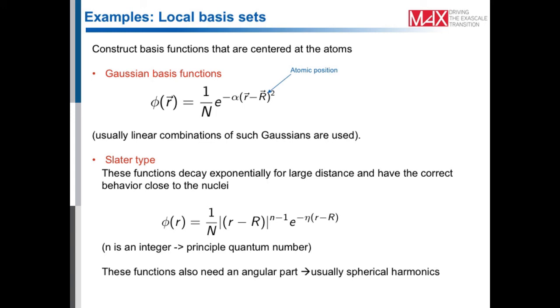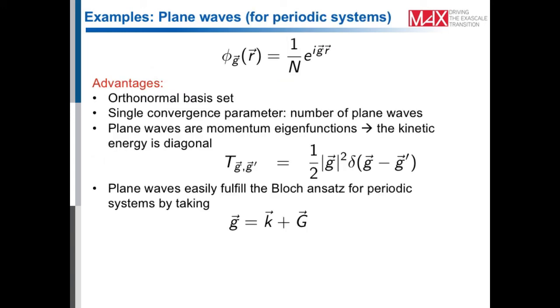Okay, so what if we have an infinite system? We have plane waves for periodic systems, right? So this is our first choice that you could think of. It has several advantages. One is that this is an orthonormal basis set. You have the single convergence parameter, which is the number of the plane waves. They are momentum eigenfunctions, which means that the kinetic energy is diagonal. And they also easily fulfill the Bloch ansatz for periodic systems by taking this wave vector here to be the Bloch k plus some reciprocal lattice vector.